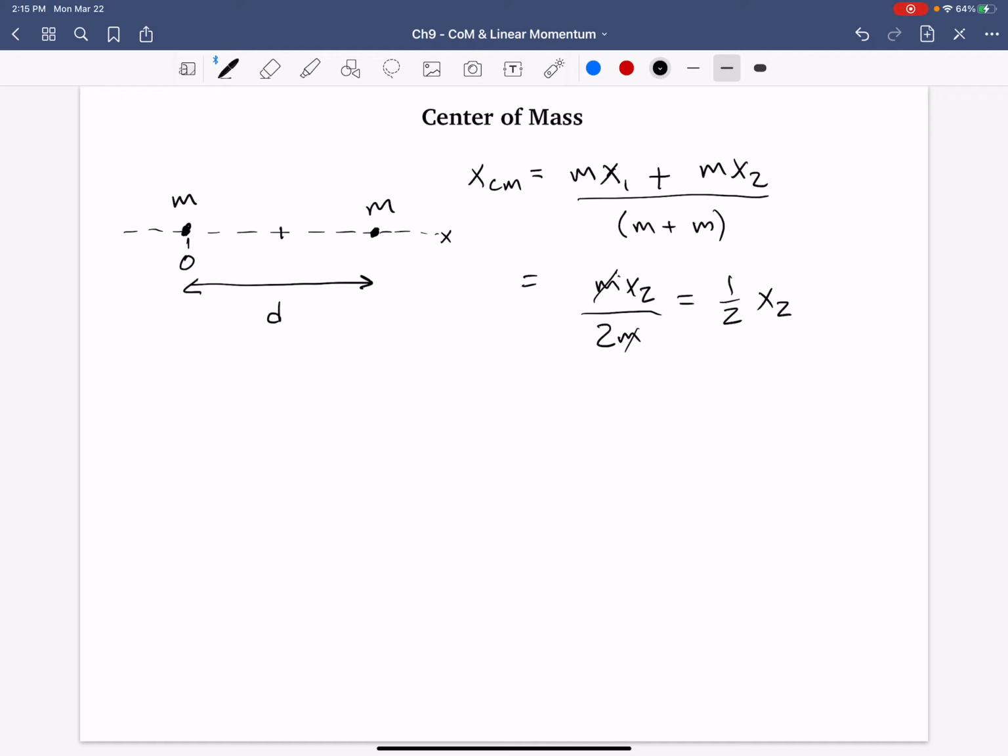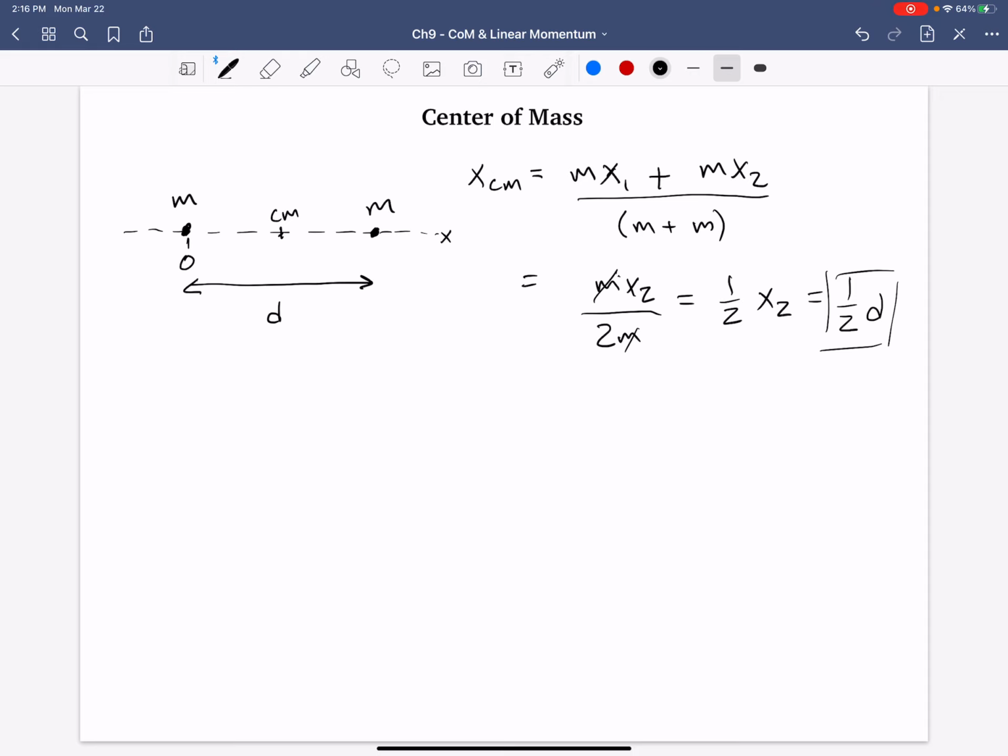Well, x2 is being measured from 0. I set that to be 0. I'm free to do that. And so that means x2 is the same thing as d in this problem. So in other words, the center of mass is located at a distance of 1/2 d. Let's mark it, just cm, right there, in the middle. Okay, and that's our answer. That's our answer when measuring from the position of the left mass, when putting 0 at that position.